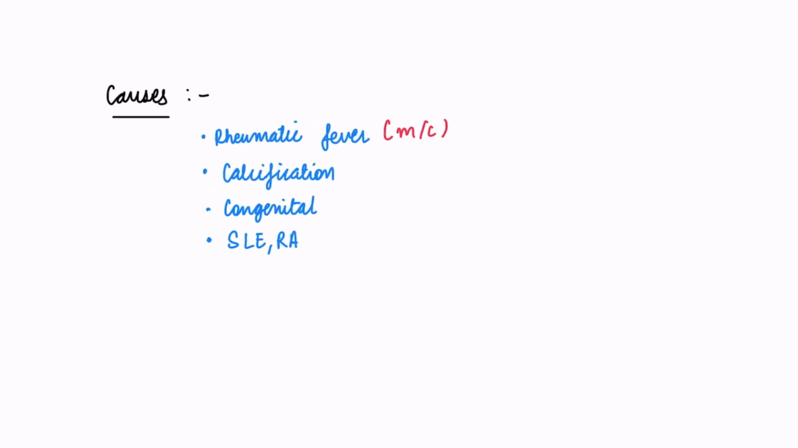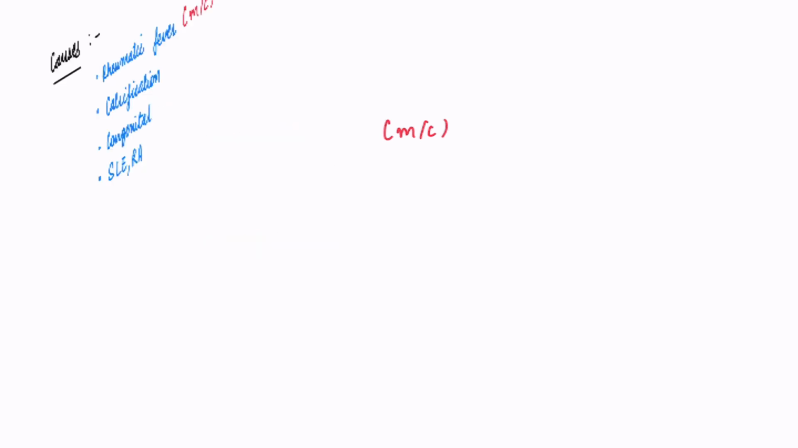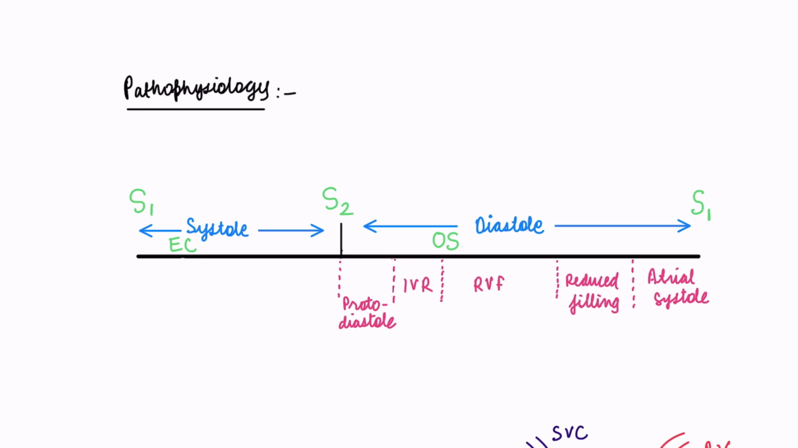Now, what can be the causes of mitral stenosis? The most common and the most important one is rheumatic fever. Then, rare ones can be calcification of the mitral valve, it can be congenital, or it can be associated with SLE or rheumatoid arthritis. Now, let's understand the pathophysiology behind the mitral stenosis.